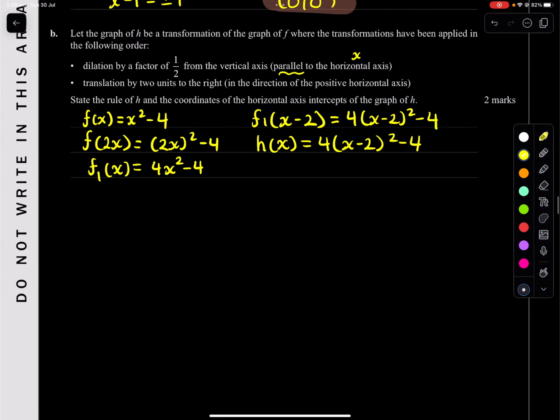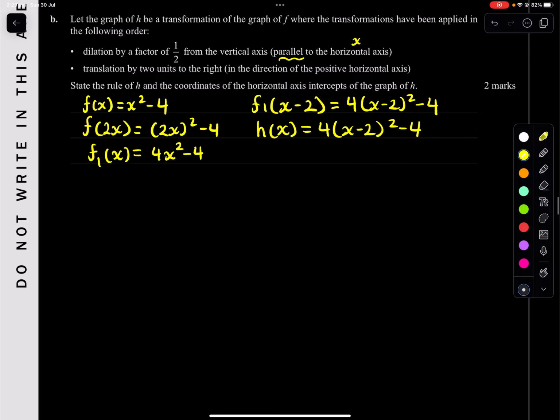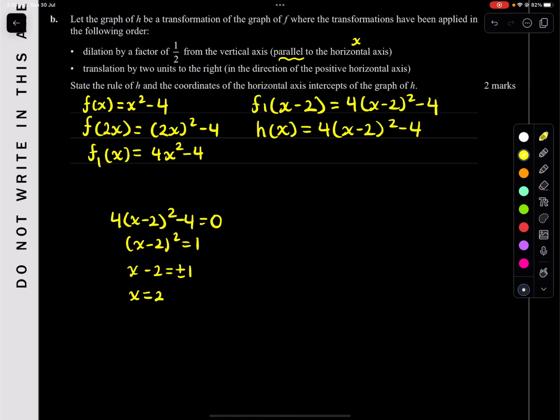Okay, so we're just solving for the x-axis intercepts. So 4 times x minus 2 squared minus 4 equals 0, x minus 2 squared equals 1, so x minus 2 is plus or negative 1, x is equal to 2 plus or negative 1, so x is equal to 3 and 1.